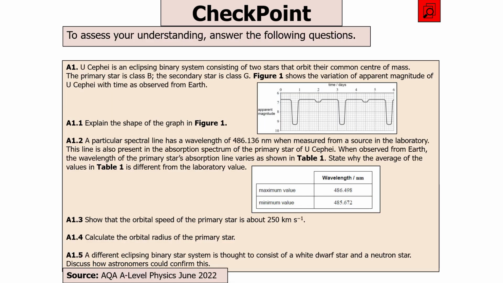The next question says, U Cephei is an eclipsing binary system consisting of two stars that orbit their common centre of mass. The primary star is class B and the secondary star is class G. Figure 1 shows the variation of the apparent magnitude of U Cephei with the time as observed from Earth. Firstly, explain the shape of the graph in figure 1.